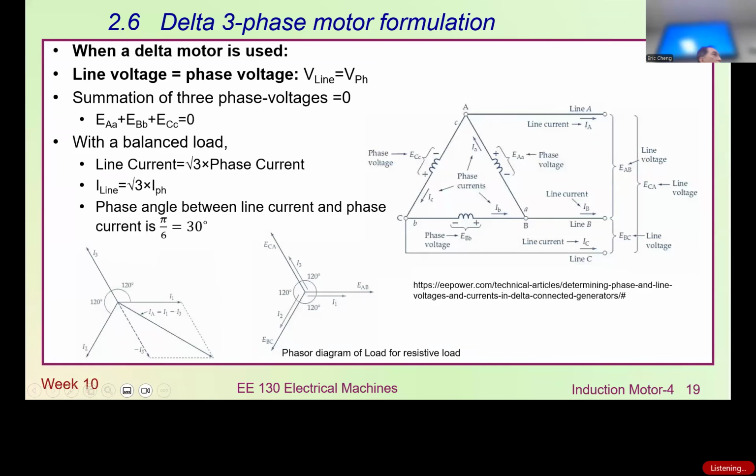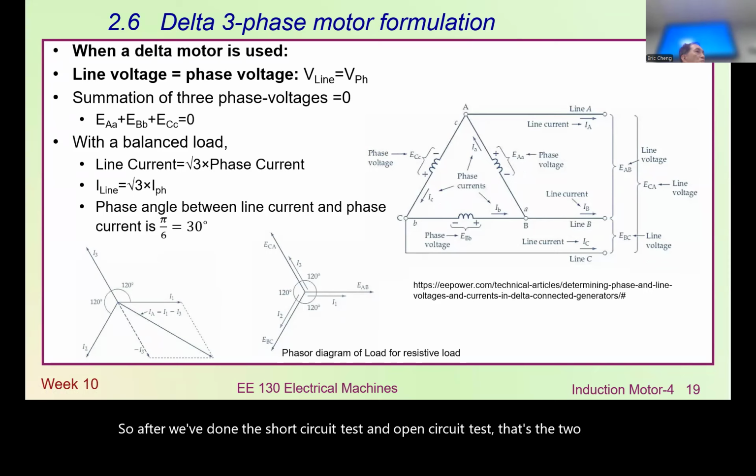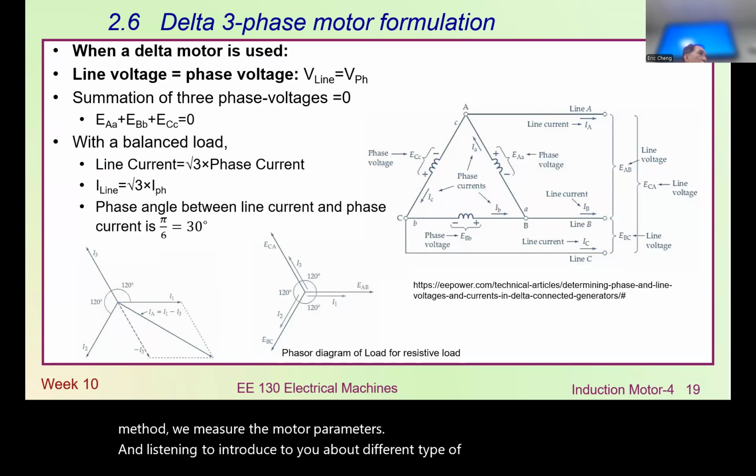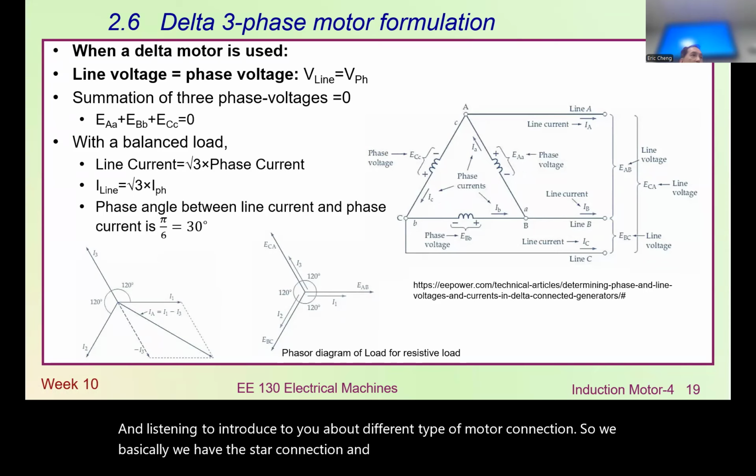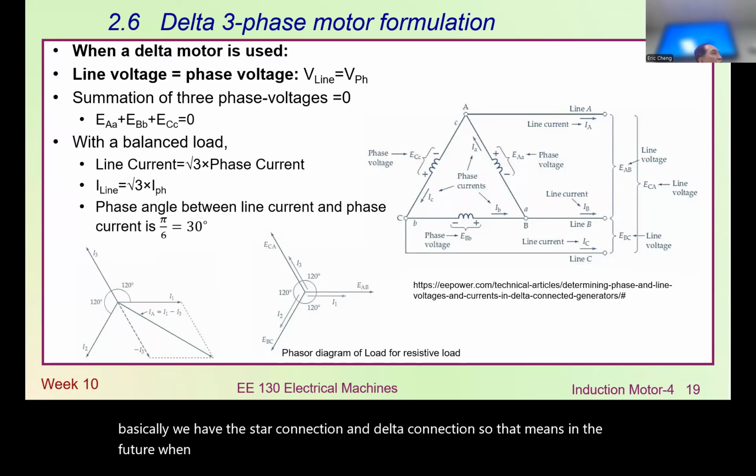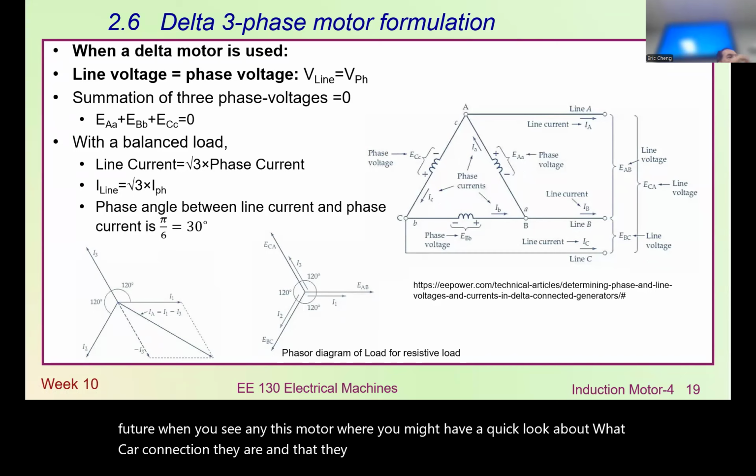So after we have done the short circuit test and open circuit test, those are the two major methods we use to measure the motor parameters. Next, I want to introduce different types of motor connection: the star connection and delta connection. In the future, when you see any induction motor, have a quick look at what kind of connection it has, which is usually displayed on the nameplate.